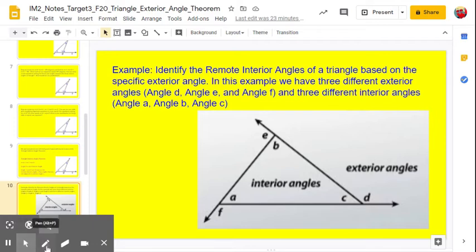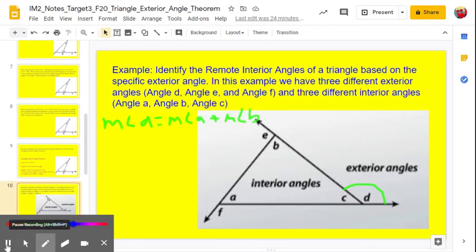All right, let's start off. Let's use angle D as our exterior angle. So now I want you to tell me, what are the 2 remote interior angles? So our remote interior angles are angle A and angle B. So I wrote the green equation there. The measure of angle D equals the measure of angle A plus the measure of angle B.